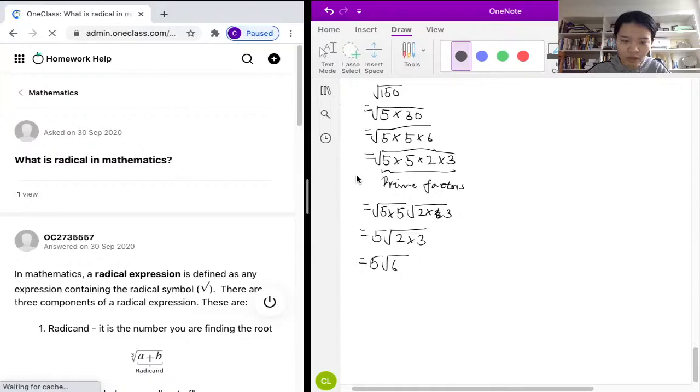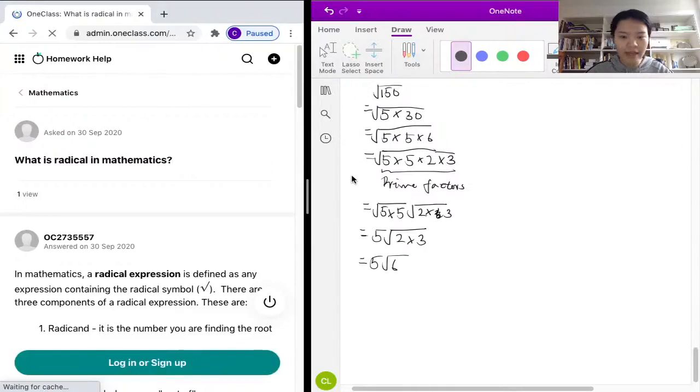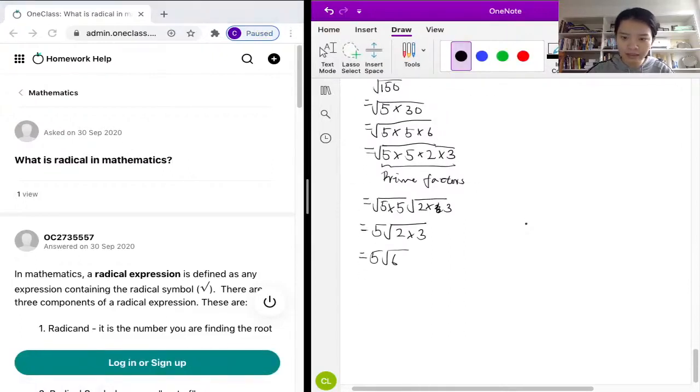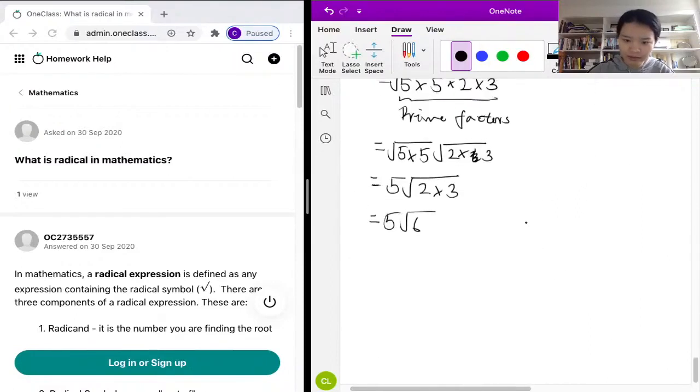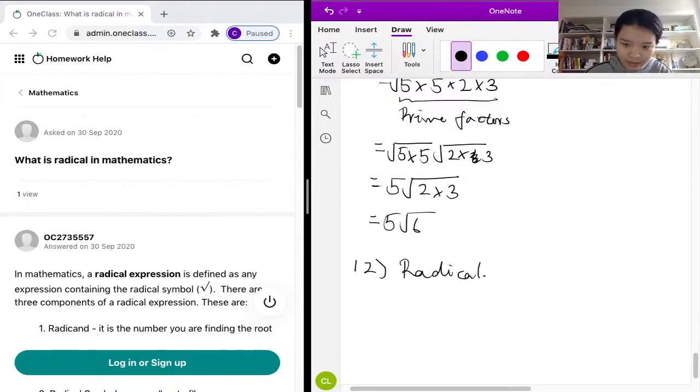Let's look at our 12th problem, and it's asking us what is a radical in mathematics. Problem 12, and it's asking us about radicals.